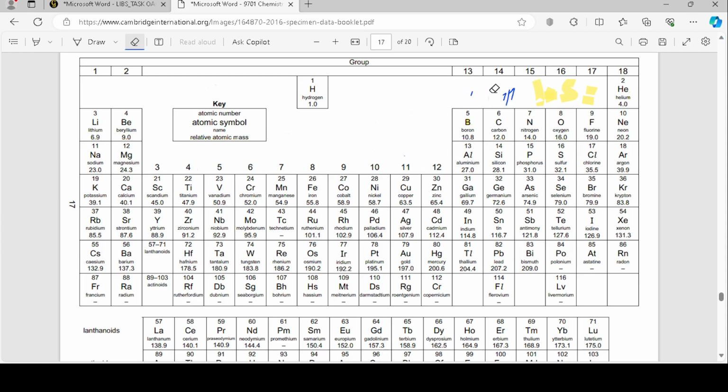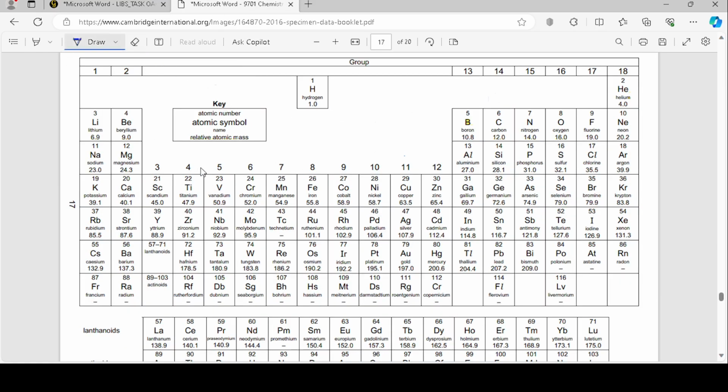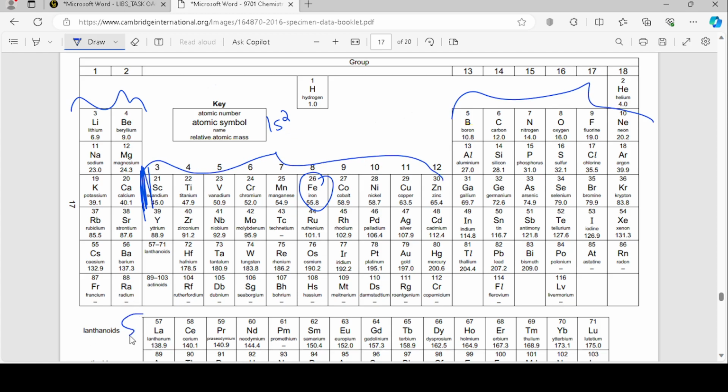So we have 4s1 3d5, right? So 6 unpaired electrons. And so I can say that chromium could be the correct answer, but we can still look at the other options. So we have iron and selenium. So iron is over here, so it'll have literally the same configuration as chromium up till the 4s subshell. This is the s block, this is the p block, this is the d block, and that's the f block.